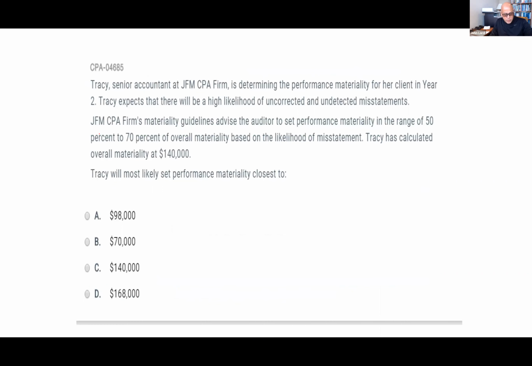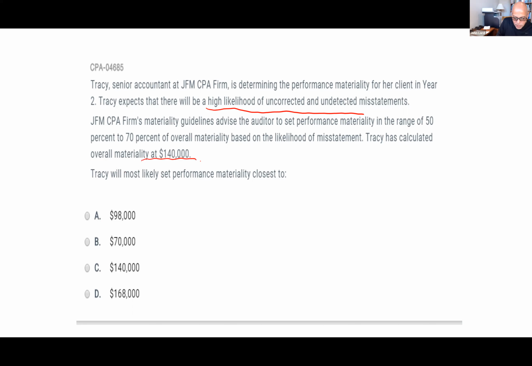Okay, good. Let's take a look at this one. Tracy, senior accountant at JFM CPA firm, is determining the performance materiality for her client in year 2. Tracy expects that there will be a high likelihood of uncorrected misstatements. Okay, I'm going to underscore that because I want to remember it's a high likelihood. JFM CPA firm materiality guidelines advise that the auditors set performance materiality in the range of 50 to 70% of overall materiality based on the likelihood. Tracy has calculated an overall materiality of 140,000.